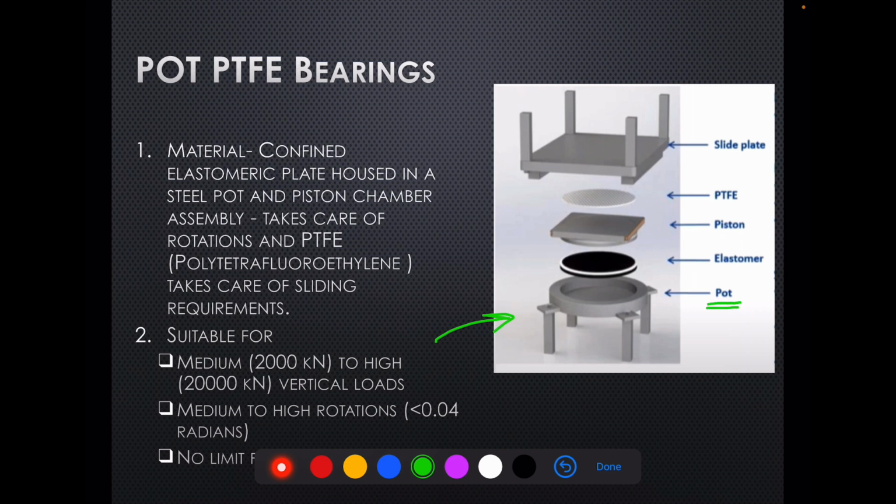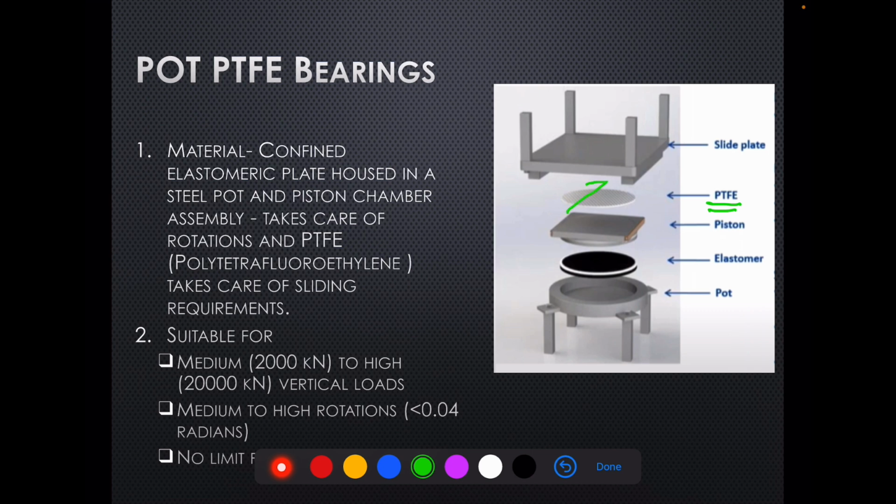Inside this pot, this elastomer is put, and over this piston is put. So what happens when load transfer takes place? This elastomer is pressed, compressed, and expanded. So it takes care of the rotation. It takes care of the rotation by differential settlement. Okay. And above this piston, we have PTFE, which serves as a sliding material.